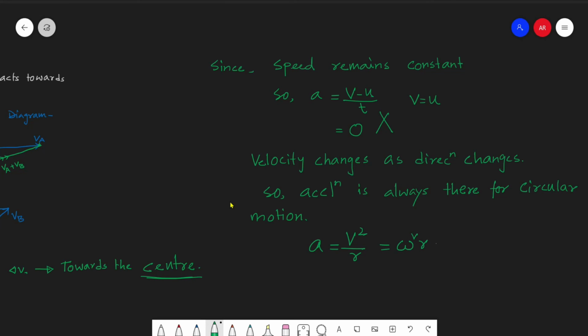So we have the expression of acceleration in terms of the radius or in terms of the angular velocity. This is the expression: a equals v squared by r, or omega squared r, or v omega. I'll be proving this equation in the next video.